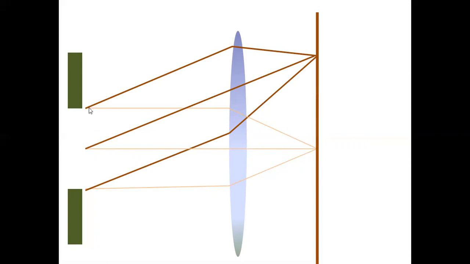Now, the path difference between the wave traveling from here to here and this one, and the path difference between the waves traveling from here to here and here, are 0 because there is no path difference. They meet constructively.